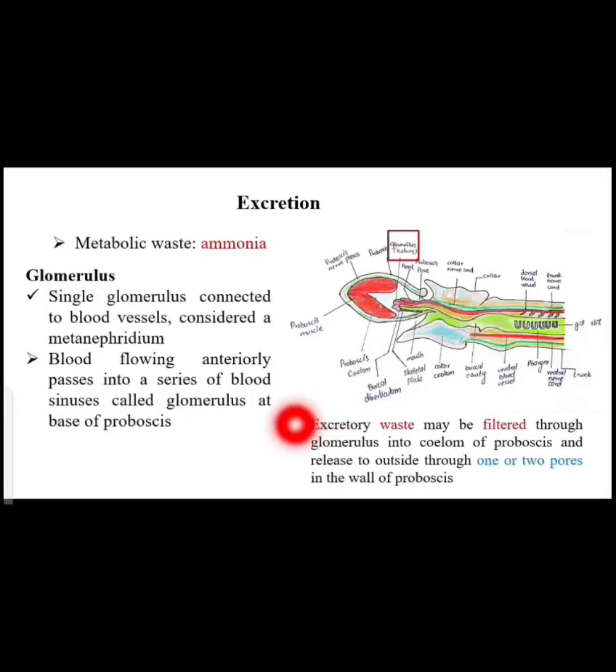Excretory waste may be filtered through the glomerulus into the coelom of the proboscis and released to the outside through one or two pores in the wall of the proboscis.